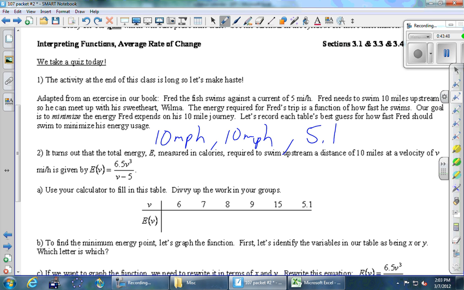On the other extreme, what if Fred were to swim at 5.1 miles an hour? It's kind of a reasonable pace. He's not going to be tired at any moment because he can swim 5.1 miles an hour, no problem. What's the downside? It's going to take a long time because the current is taking away 5 of those miles. So he's really effectively only going 0.1 miles an hour. That trip is going to take 100 hours for poor Fred.